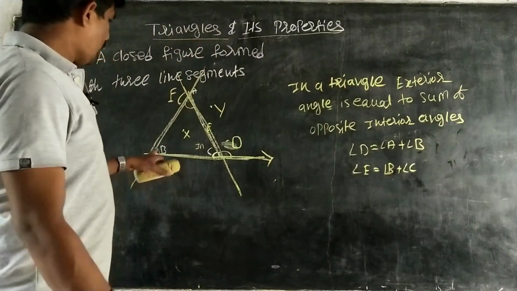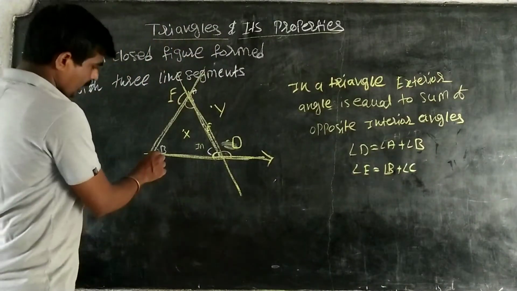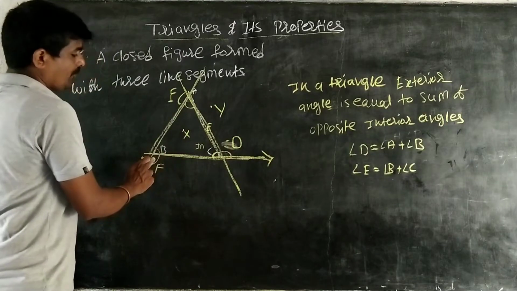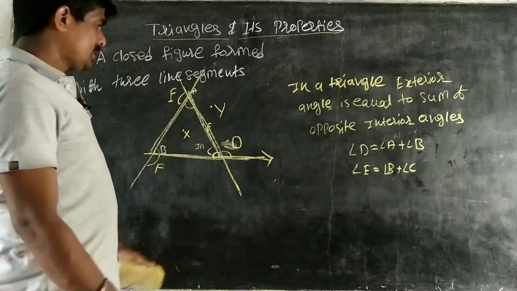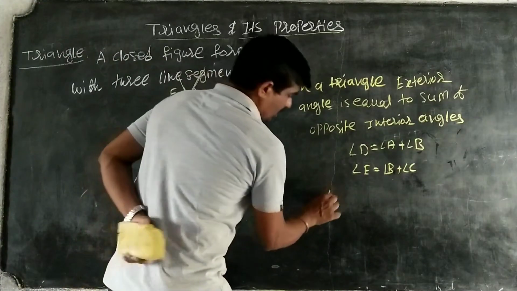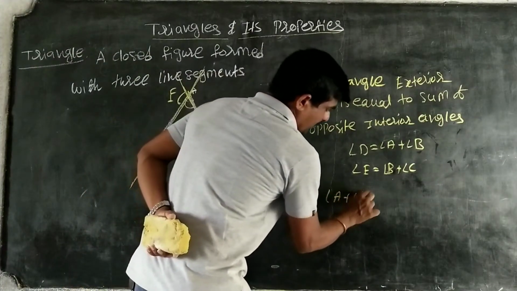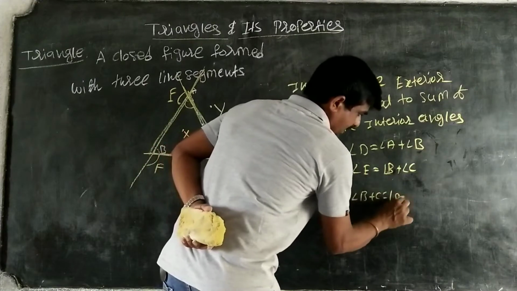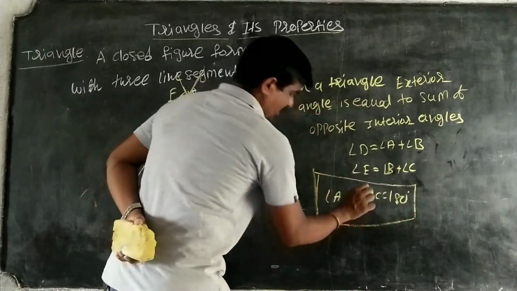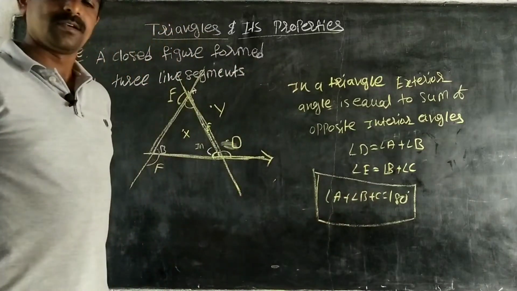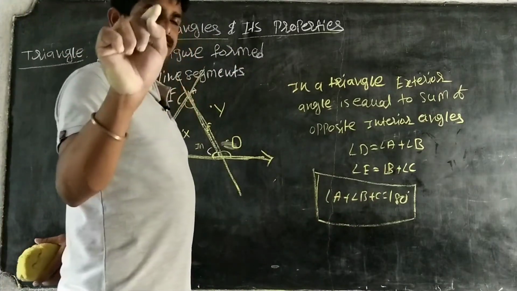Okay. Whatever it may be, here you take another one, say F. F is equal to angle A plus angle C. This is because of a property of a triangle. What is the property? Angle A plus angle B plus angle C is equal to 180. So the sum of the angles of a triangle is 180 degrees. Okay. Next.